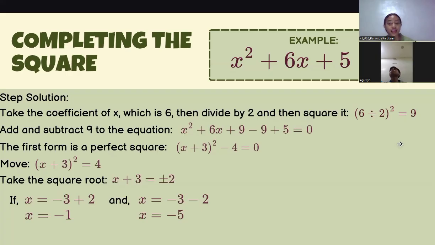Now, let's look at this slide. We will learn our second method to solve a quadratic equation, which is completing the square. Let's consider the example x squared plus 6x plus 5 equals 0. The first step is to focus on the coefficient of x, which is 6. We divide it by 2 and then square the result. So, 6 divided by 2 equals 3, and 3 squared equals 9.